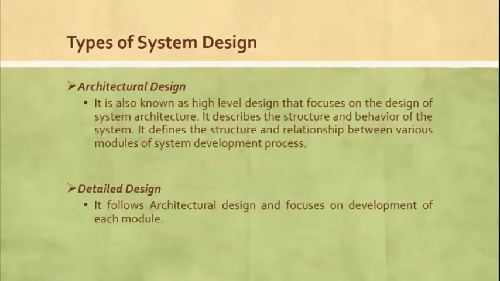Next, we have the architectural design. So it is also known as high-level design that focuses on the design of system architecture. It describes the structure and behavior of the system. It also defines the structure and relationship between various modules of system development process. Next, we have the detailed design. It follows architectural design and focuses on development of each module.